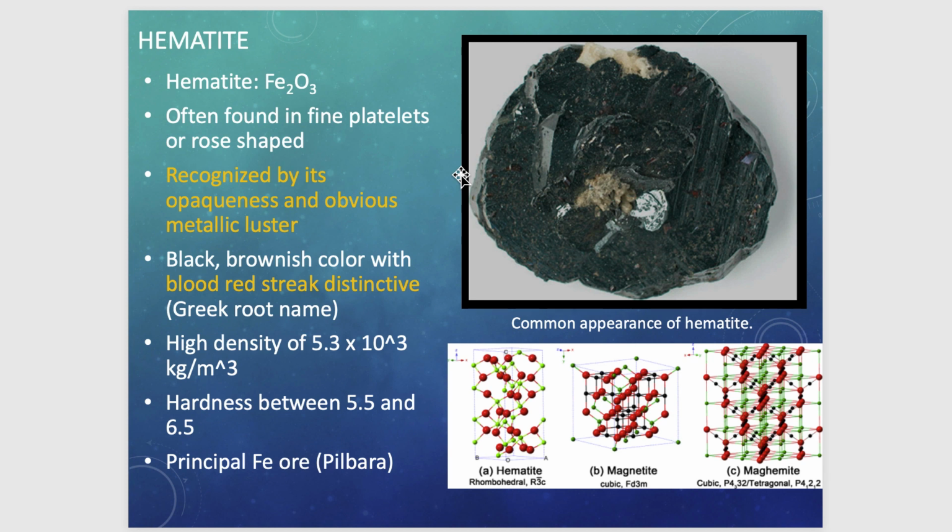The high density is also an important distinction, which works for distinguishing sulfides and oxides from silicates, and also the hardness. I think it's important to know, so between 5.5 and 6.5. The importance of hematite is with respect to its exploitation, because of course iron is used for steel production.